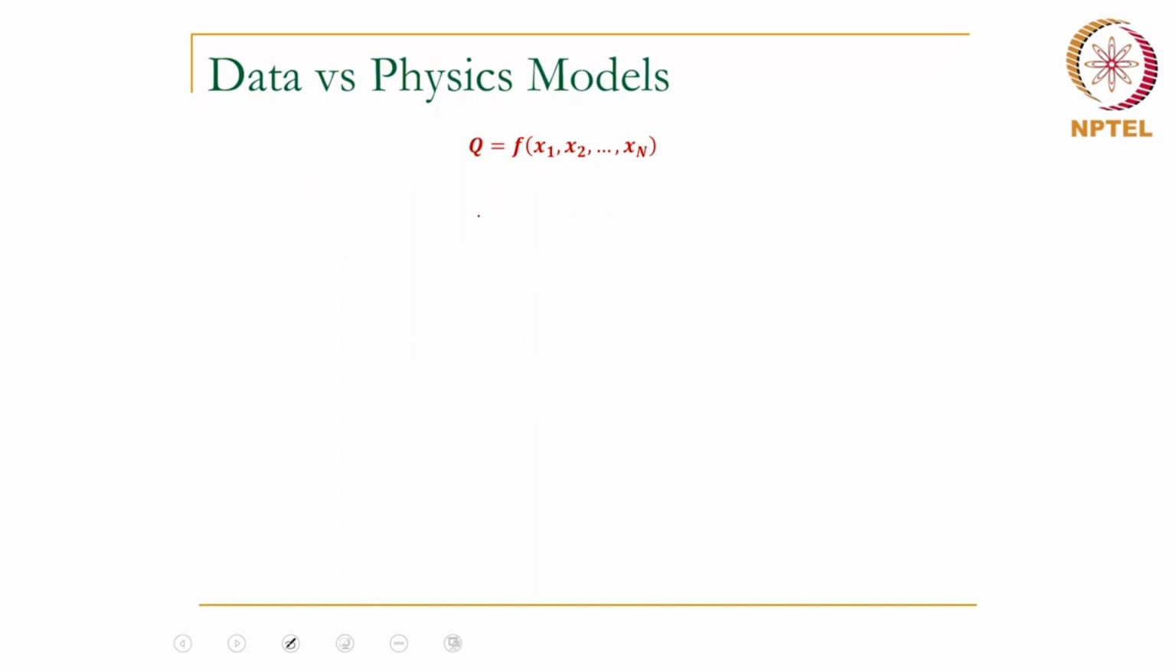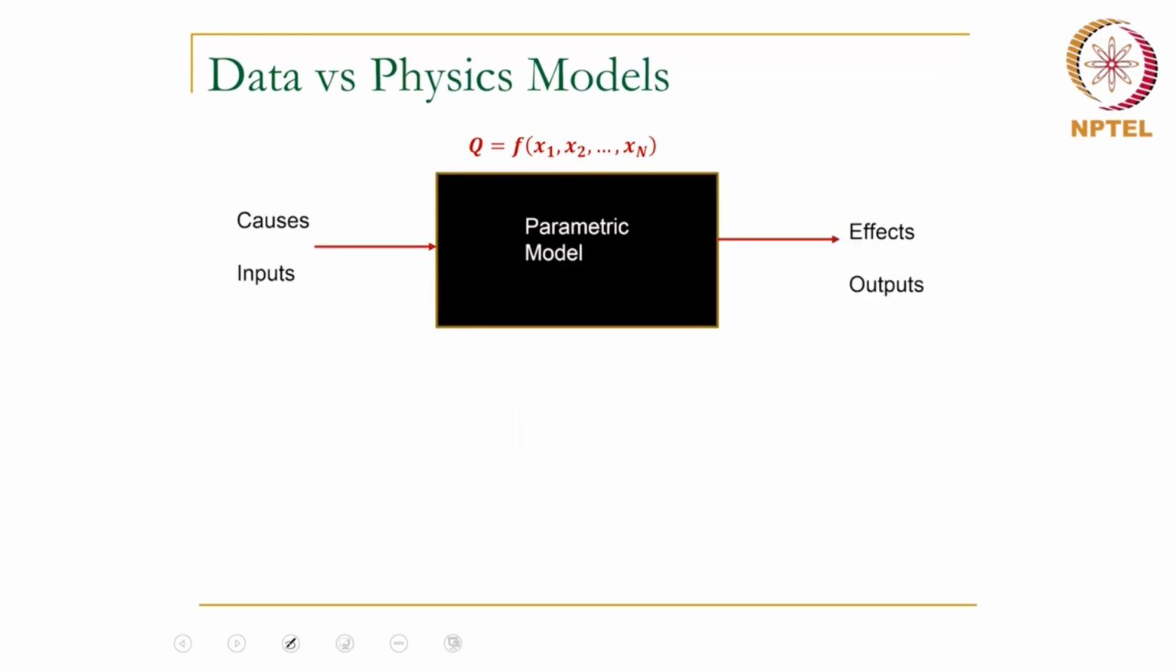One I am going to call a data-based model, not a database, but a data-based model versus a physics-based model. So you have been doing this kind of thing for quite some time in the course so far. We have causes, which are the same as inputs, and effects, which are the same as outputs, and we have some model in the middle. This model could be of any origin. Typically, let's say there's a black box.